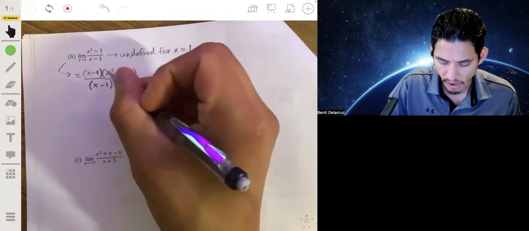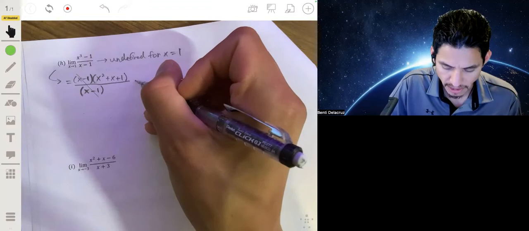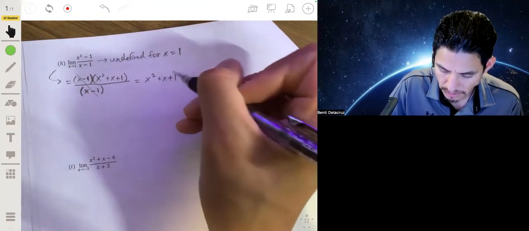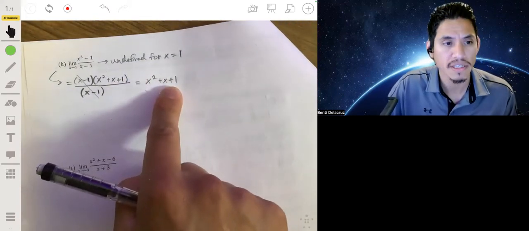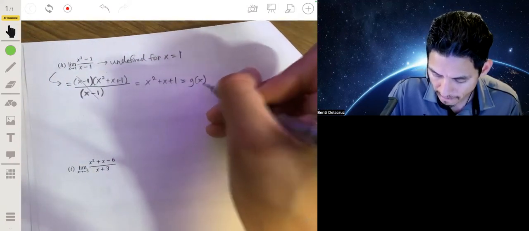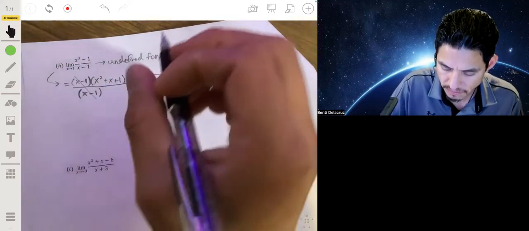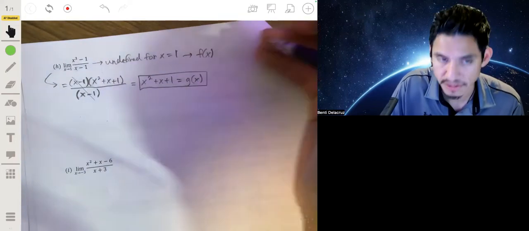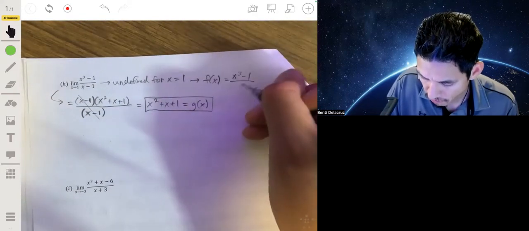So anyways, we factor this, and you can see you can cancel out the x minus 1 groups. And so then this ends up being x squared plus x plus 1. And it's this expression that becomes our g of x, or our other function. So our f of x is this. Like f of x, we define it to be the original expression, x cubed minus 1 over x minus 1.